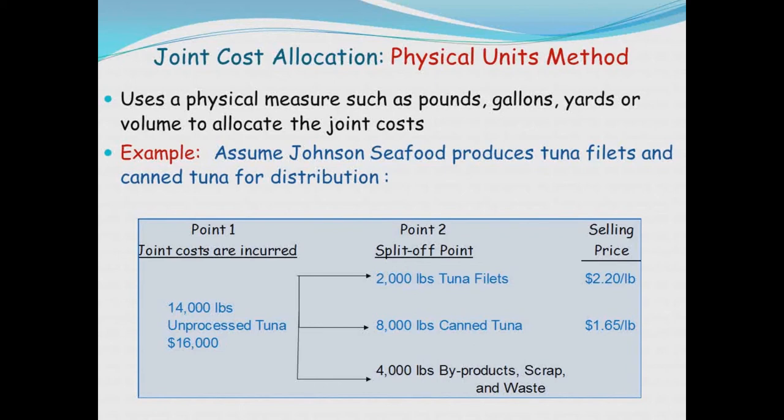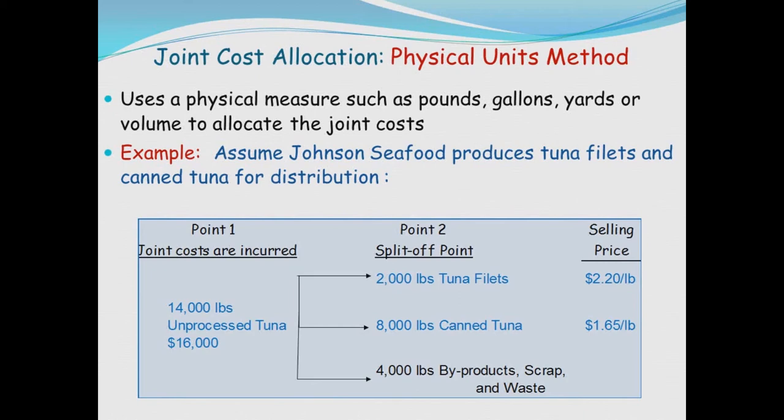You could sell the fillets at $2.20 a pound and the canned tuna at $1.65 a pound. Okay? Now, how do you allocate the cost of getting it?